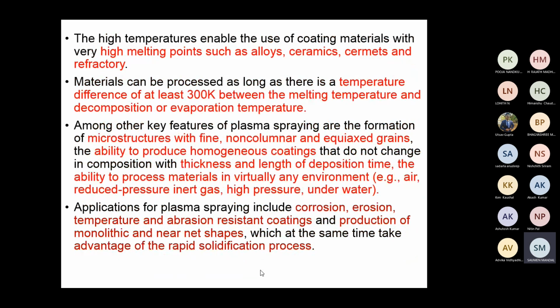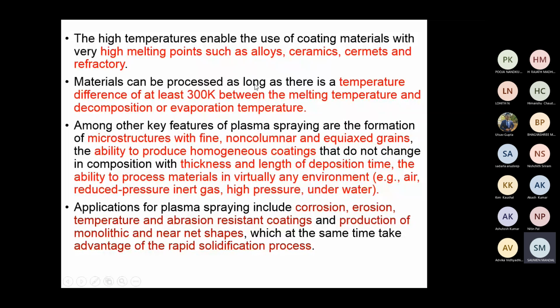And this high temperature enables the use of coating materials with very high melting points, such as alloys, ceramics, cermets, and refractories. The majority of the cermets or refractories have a maximum melting point of around 3000. But 3000 is not a big deal in plasma. We can reach that temperature easily. So that's why any material can be deposited. That is actually the advantage.